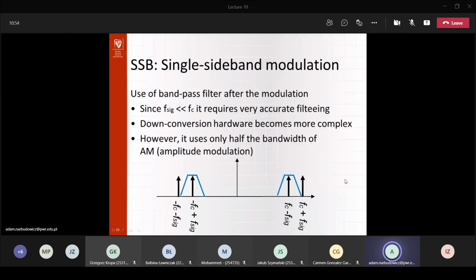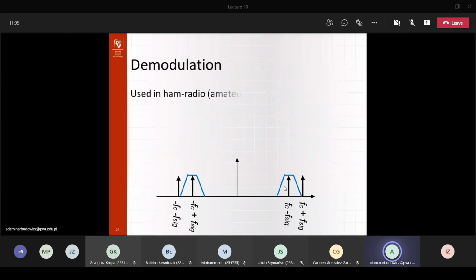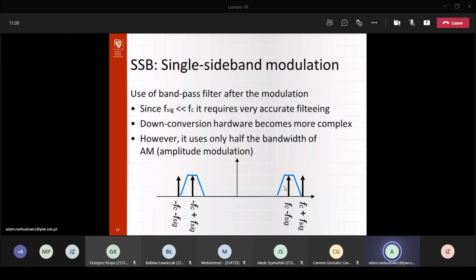Well, as I mentioned, the advantage is that we use half of the bandwidth. In practical terms, how can this be done? An alternative way is to embed that into the modulation process in such a way that at the output, one sideband of this modulation will simply cancel out, and that's pretty much how it is done.